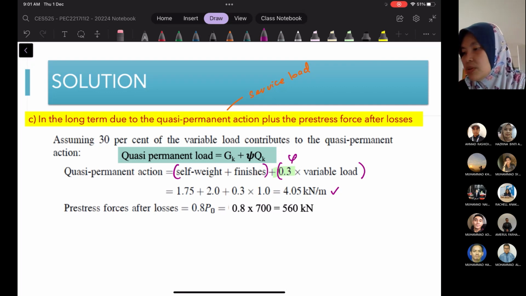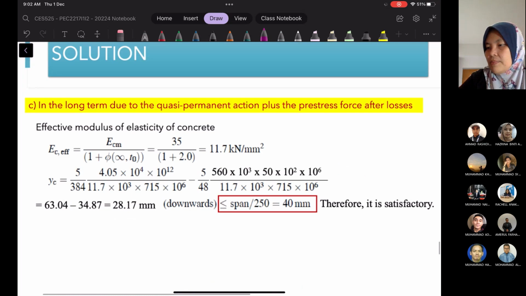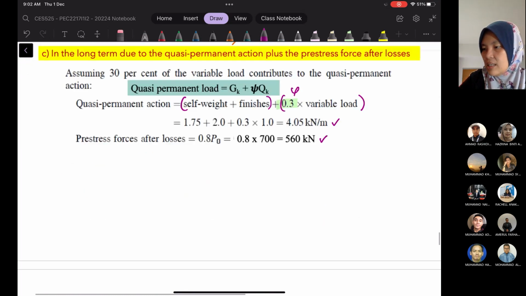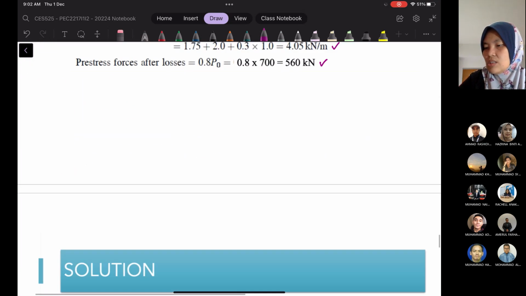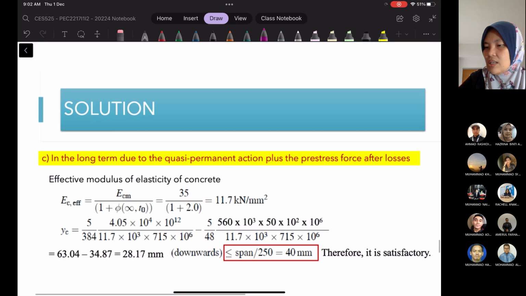And then as for the pre-stress loss, the pre-stress force after losses is 0.8 times P0, right? So we can calculate here, since our P0 is 700, therefore we can use 560 kilonewton. So this is basically in order to calculate the quasi-permanent action.